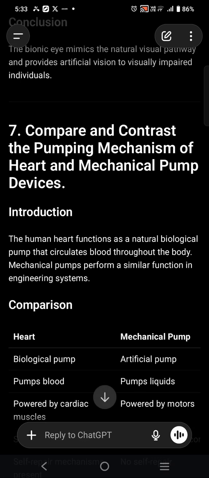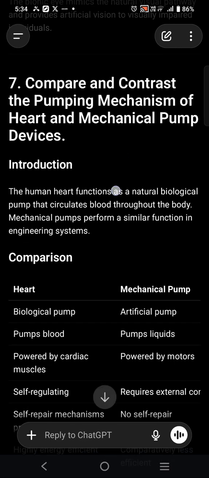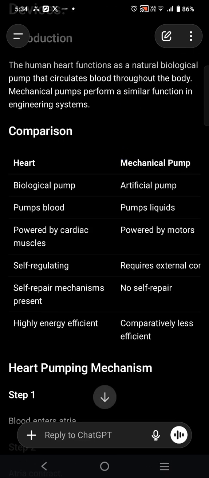Compare and contrast the pumping mechanism of the heart and mechanical pump devices. The human heart functions as a natural biological pump that circulates blood throughout the body. A mechanical pump performs a similar function in engineering systems. Heart: biological pump. Mechanical pump: artificial pump. Pumps the blood; pumps the liquids.